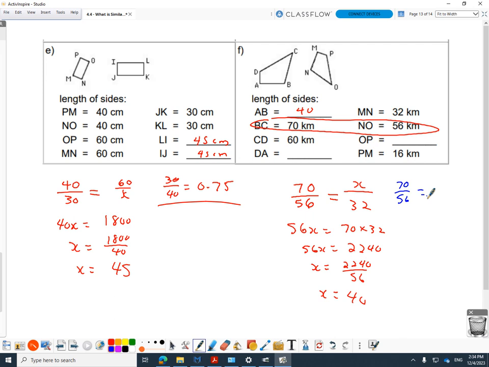I'm not saying cross multiply is the only way to do these. Getting the multiplier totally works. So he went 70 divided by 56 and got the multiplier of 1.25. Now he's got to be careful. Going from here to here, he can just multiply by 1.25. What's 16 times 1.25? The answer is 20. But if he wants to go the other way with the multiplier, he's got to divide by 1.25. What's 60 divided by 1.25? The answer is 48.